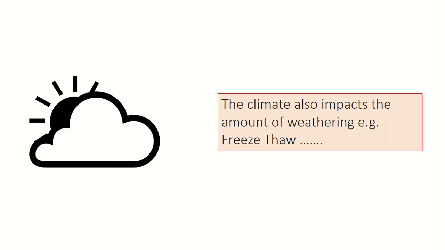And the climate also impacts weathering with things like the temperature and the freeze-thaw weathering. So for example, if it's a colder area, there might be more freeze-thaw, so there might be more rocks being broken down to start that process of the soil being created.